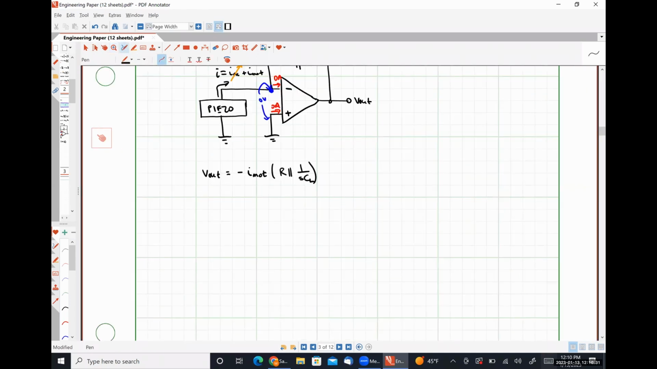So for frequencies where omega is much greater than 1 over R C_L, okay, our output voltage will simplify or approximate to I motional divided by sC.